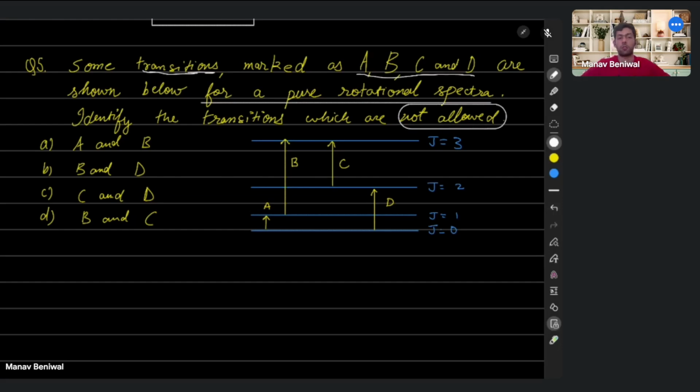So we have to remove the transitions which are not allowed. And this problem can be solved using selection rules.